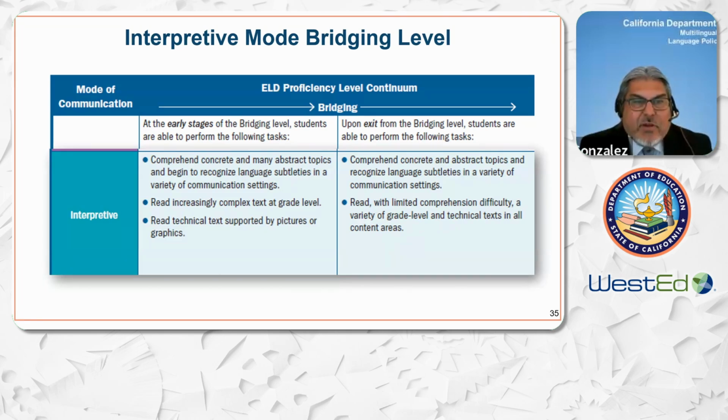And upon exit from the bridging level, EL students are able to comprehend concrete and abstract topics and recognize language subtleties in a variety of communication settings. They are also able to read with limited comprehension difficulty a variety of grade level and technical texts in all content areas.